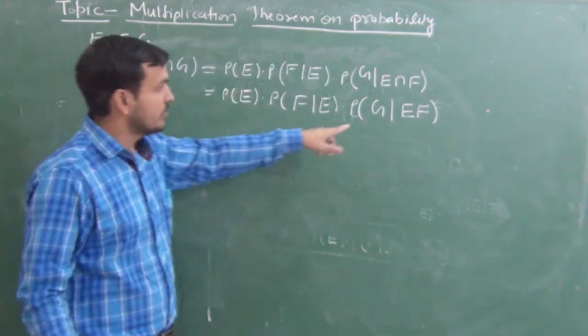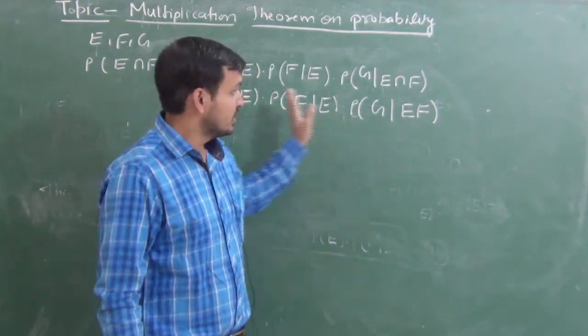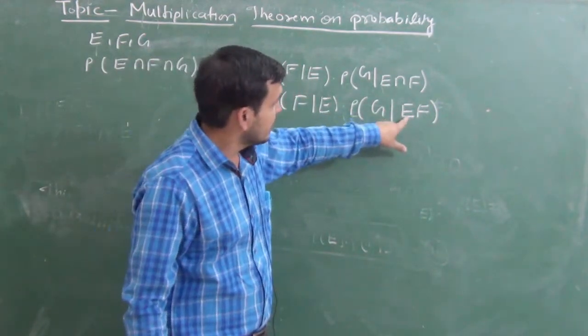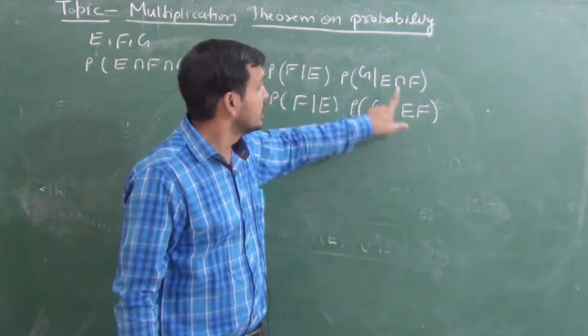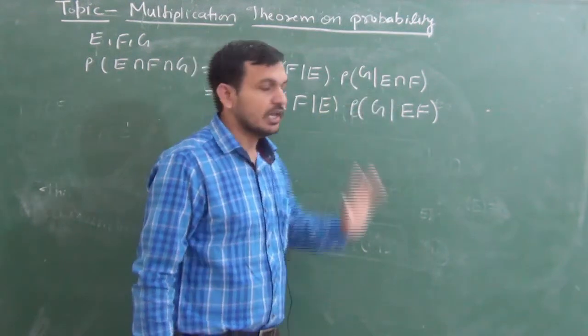We have just now discussed that EF can be written in place of E intersection F. It means EF denotes E intersection F.